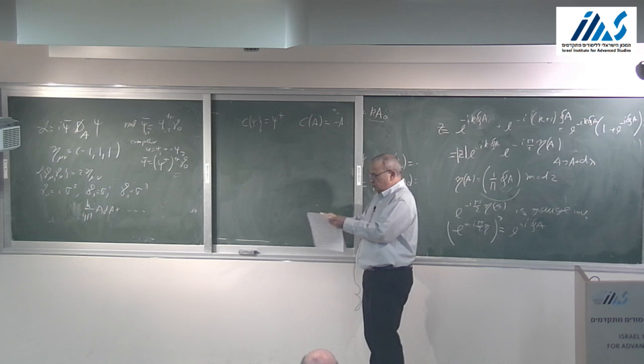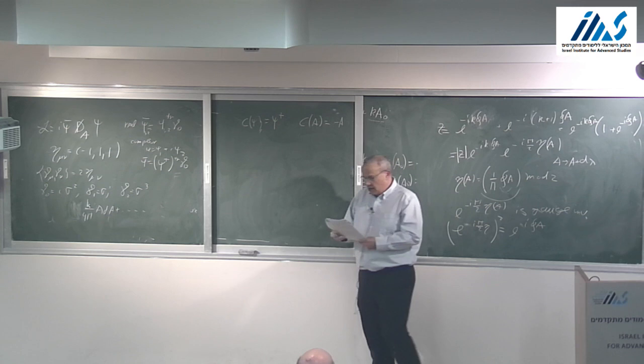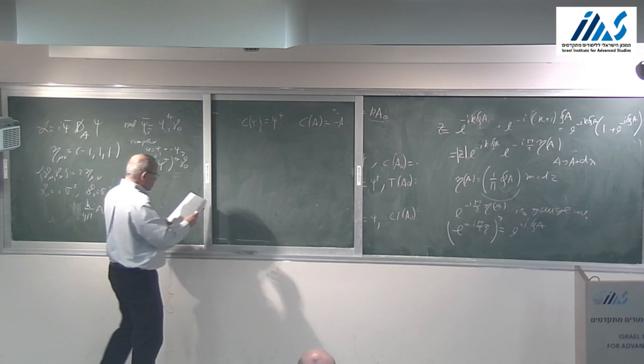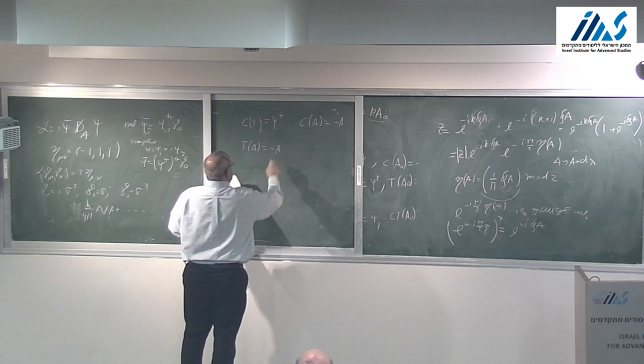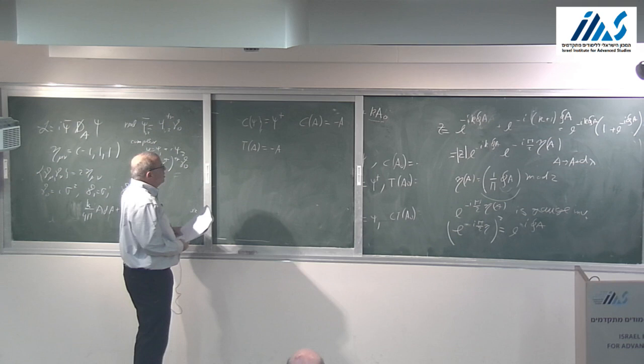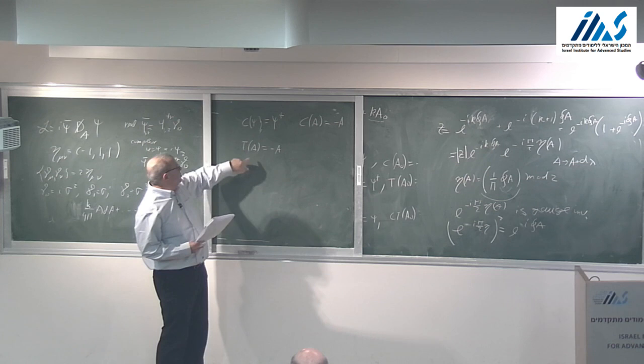And now we would like to define T. And I'm going to use my convention rather than Tully's convention. And in my convention, T of A is minus A, which means that A0 is even, and AI is odd. And in Tully's convention, for CT, this minus sign disappears.